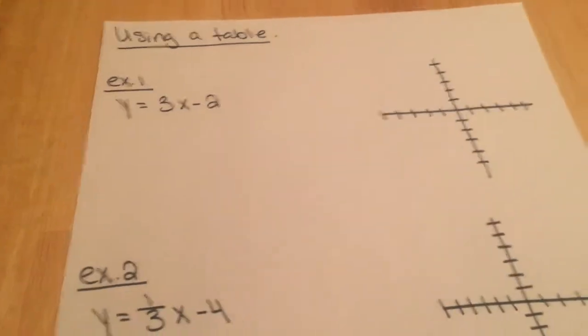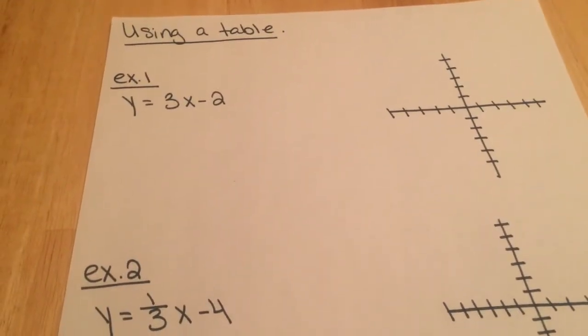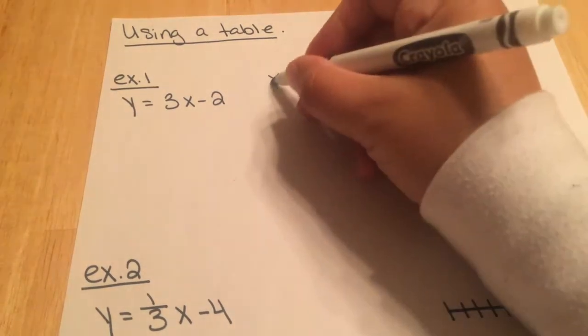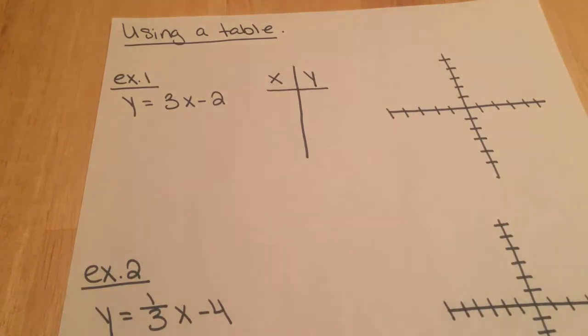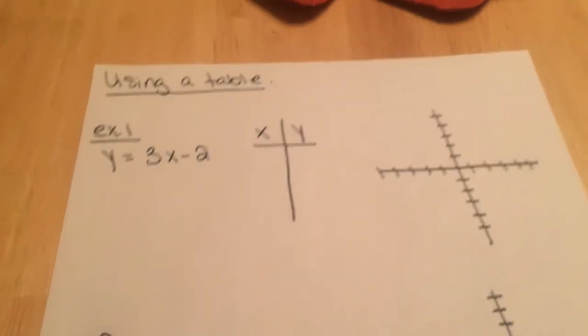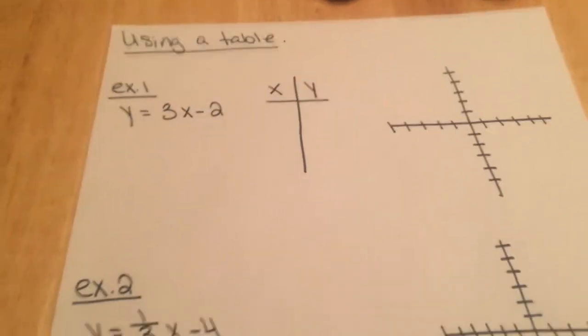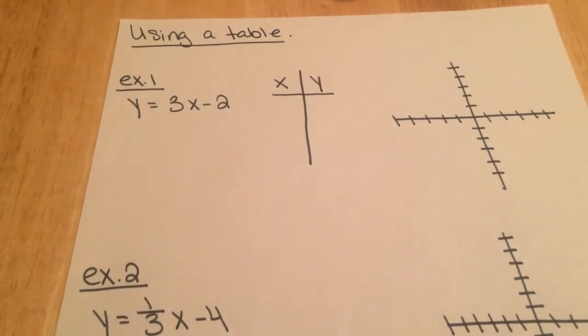When we use a table, we have to make sure that we have our table, which is going to be x and y. We like to pick at least 3 points, although just so we're aware, any 2 points will make a line. That's going to be important to us a little bit later.